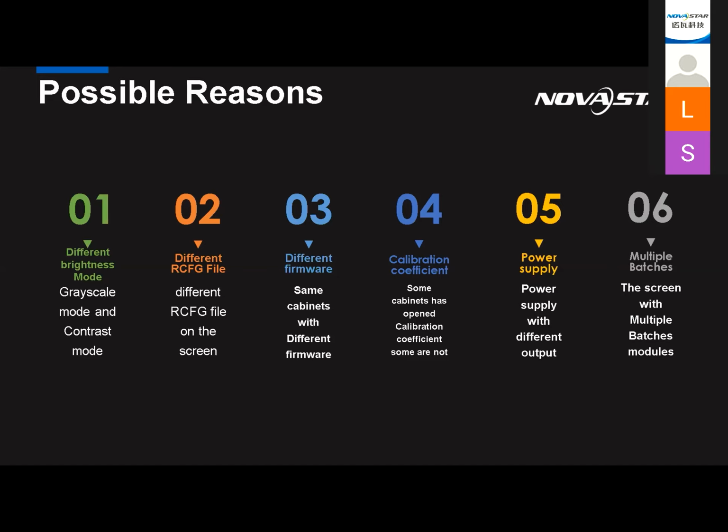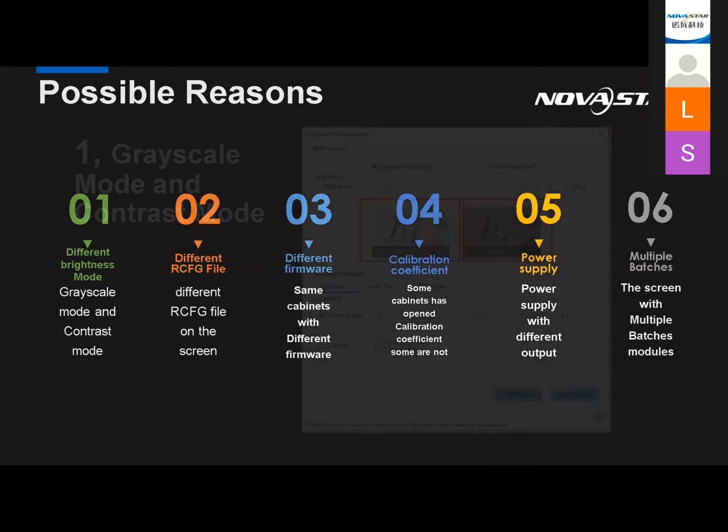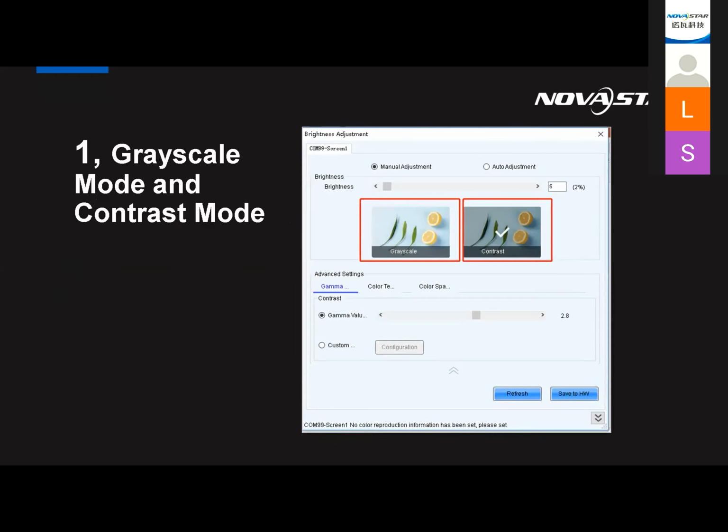Maybe you can take a photo of this picture. So once you meet this issue, you can check one by one, 1, 2, 3, 4, 5, 6. So this is the first one. Nova LCD interface brightness adjustment, two modes. Make sure all the cabinets work in one mode.